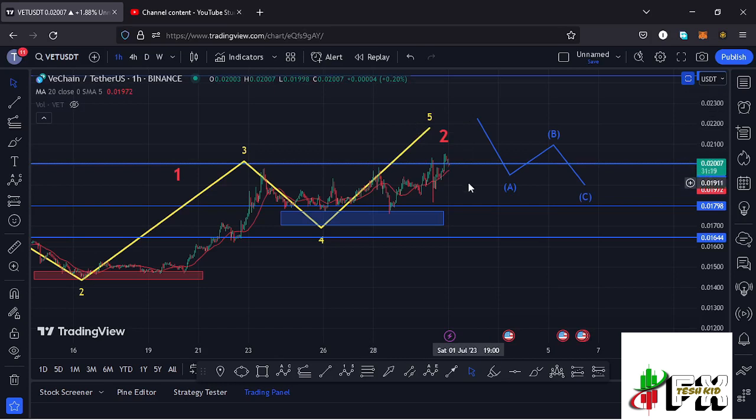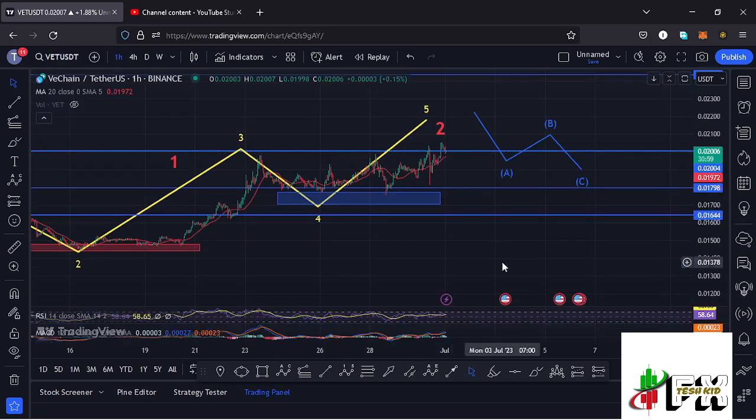But for now, let's continue watching whether we are going to see a break above resistance at around the $0.02 mark, get a successful retest, and fully maximize the area at around the $0.021 mark, which is the minimum target area for that wave 5 to the upper side.